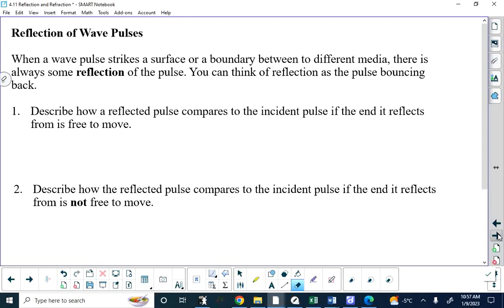So what do I mean by a pulse? I mean, if you were to take that spring that we had out in the atrium, and I think you remember this, Alex was on the floor holding one end of it, and when I caused a wave pulse to move down the spring, it hit Alex's hand and then it reflected back towards me. And you're expected to know how the pulse reflects if the end it reflects from is free to move, and if the end it reflects from is not free to move.